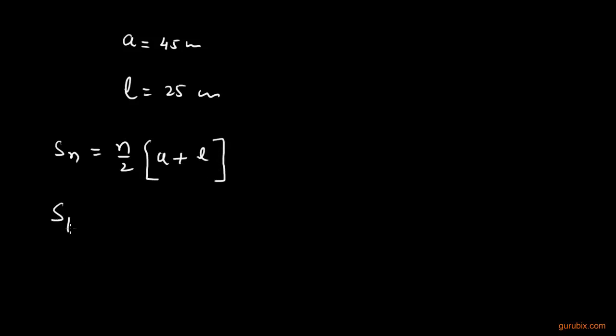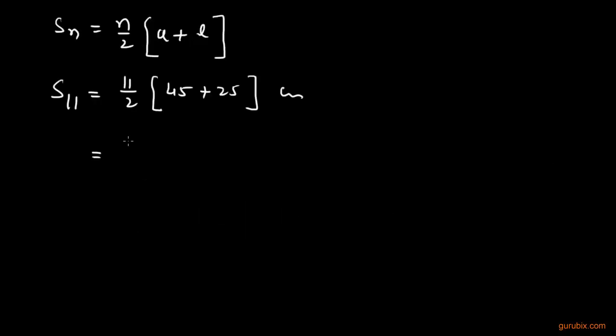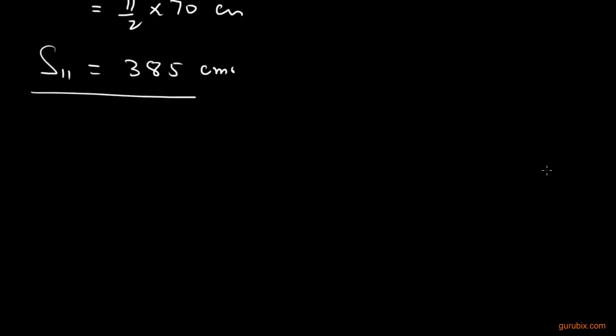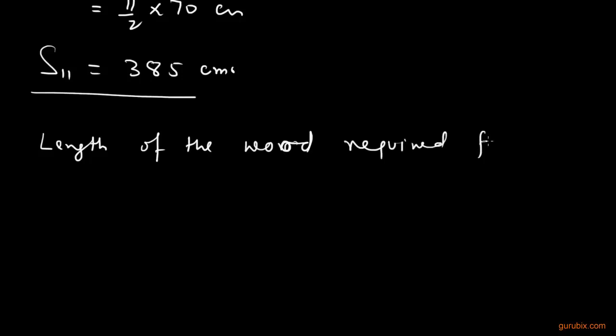And what is the value of n? That is 11, so here we can write 11 over 2. A is 45, L is 25 centimeters. So this equals 11 over 2 multiplied by 70 centimeters. This means 385 centimeters. So we can write the length of the wood required for the rungs equals 385 centimeters.